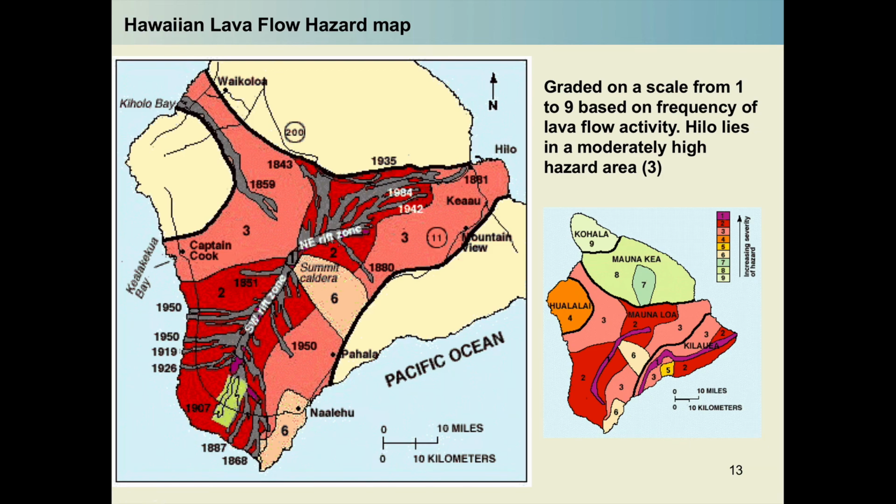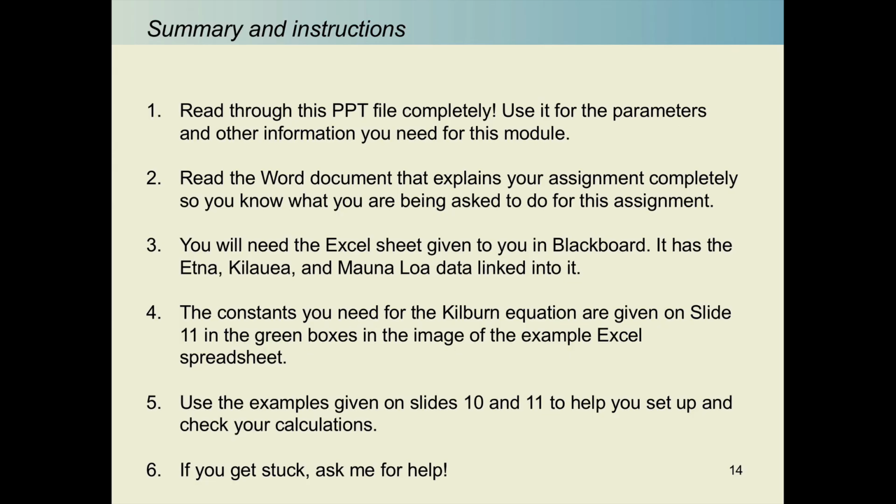So this is a map that you're going to want to study for the last part of your homework assignment. Okay, so here's some instructions and summary. First, I'd like you to read this PowerPoint file completely because you're going to use it for the parameters and model equations that you need for this module. Next, read the homework document, the Word document that explains your assignment and gives you all the questions completely, so you know first what you're going to be asked to do for this assignment before you get started. You're going to need the Excel sheet that's given to you in Blackboard. It's also linked into this PowerPoint file, but if you can't access it from the PowerPoint file, it's in Blackboard as well, so you can download it from the course materials area.